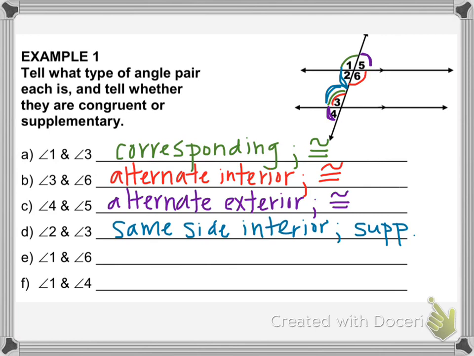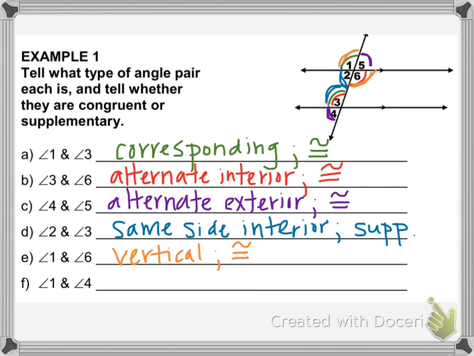So let's take a look now at angles 1 and 6. These belong to the same intersection. So when they belong to the same intersection, they're either linear pair or vertical. And these are vertical angles. And what we need to remember is vertical angles are always going to be congruent. They're going to be equal in measure.